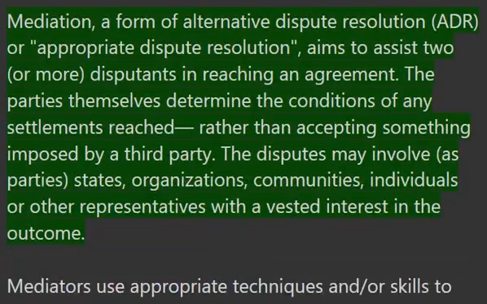Mediation. Mediation, a form of alternative dispute resolution, ADR, or appropriate dispute resolution, aims to assist 2 or more disputants in reaching an agreement. The parties themselves determine the conditions of any settlements reached, rather than accepting something imposed by a third party. The disputes may involve, as parties, states, organizations, communities, individuals or other representatives with a vested interest in the outcome.